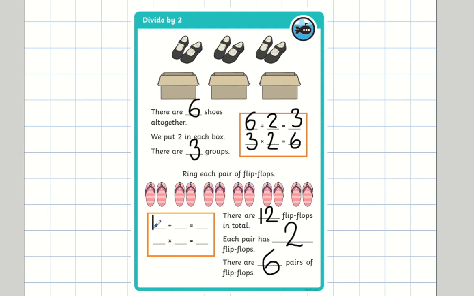So we've got 12, and we've divided it into 2s. 12 divided by 2 equals 6. So our multiplication would be, we've got 6 groups of 2, 6 times 2, and we've got 12 in total. Okay, so hopefully you've noticed in this lesson today how closely linked multiplication and division are.